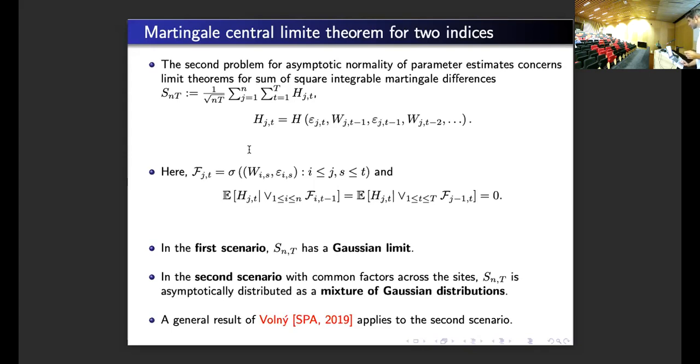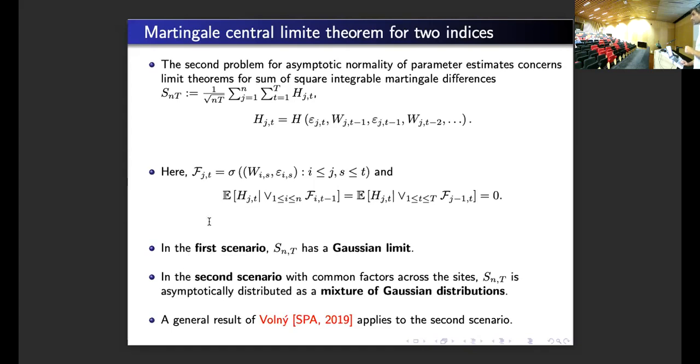You can prove this directly because there is some independence property across the j, and then you can prove this using, for instance, simply the Lindeberg theorem for a triangular array of independent random variables. It's sufficient. It is more complex in the second scenario.